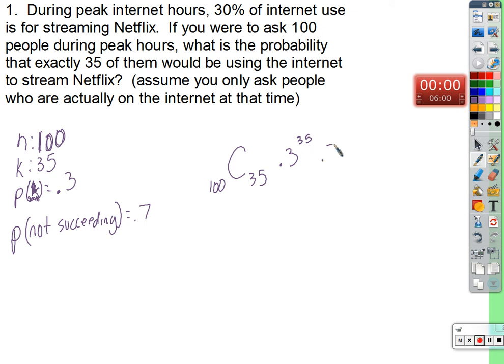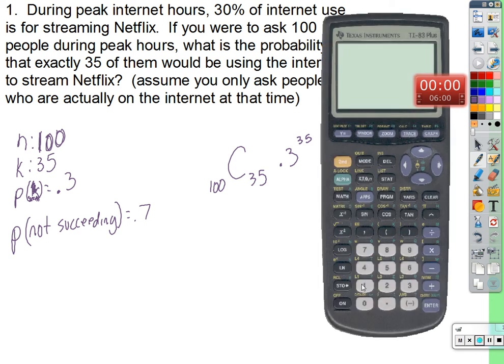And 0.7 will be there 65 times, the rest of the time. So 65. That'll be it. To figure out what that is, we'll be done. 100.